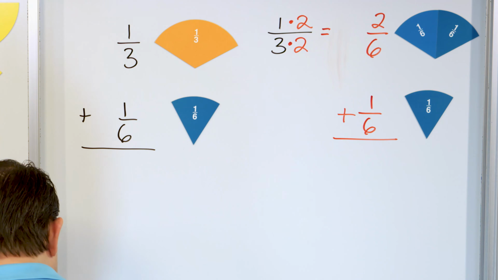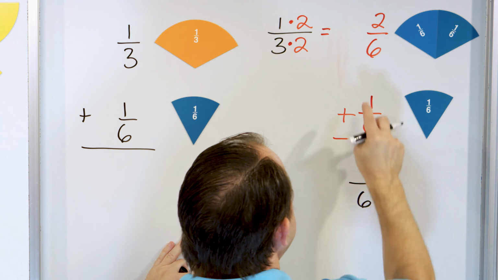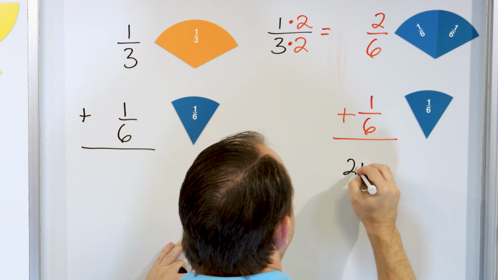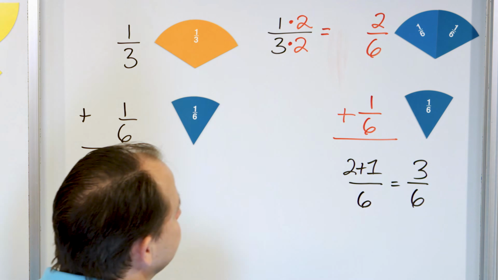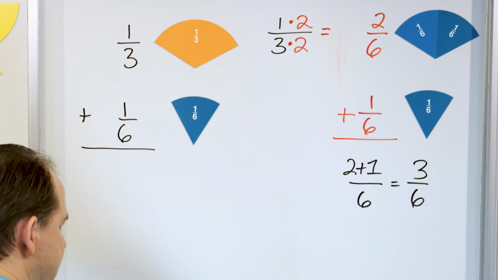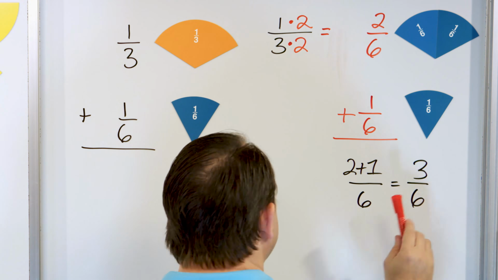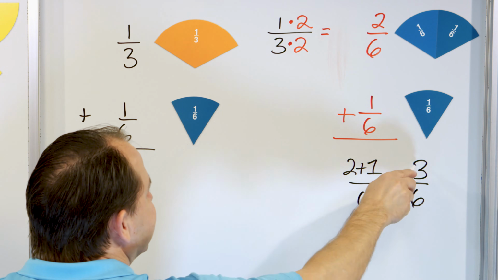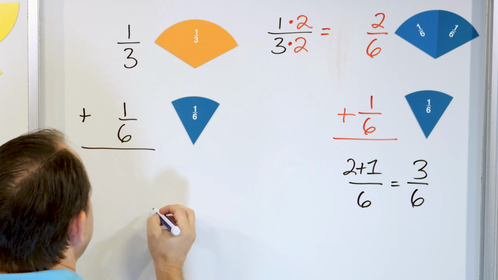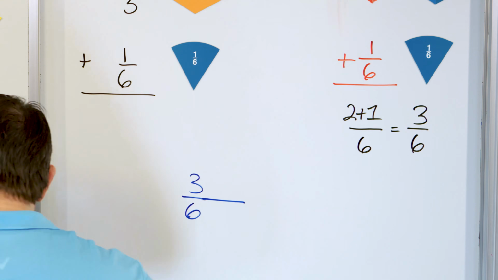So what am I actually going to get? I have a bottom number of 6, so that'll stay, and then 2 plus 1. And what do I get? An answer of 3/6. 3/6, right? And then I'm going to say, can I simplify this fraction? 3/6. Can we make it any simpler? And the answer is yes. I can divide top and bottom by 3. So I can start here with 3/6, and I can divide the top by 3 and the bottom by 3.